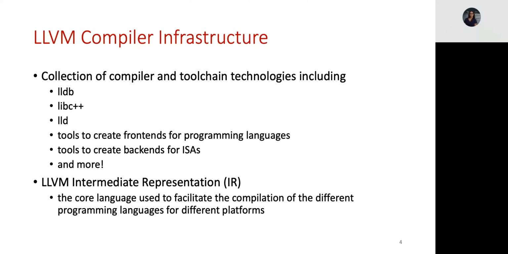And there are many more components of the LLVM project, and we can spend all day talking about that, but that's not the point of this presentation. And one of the most important components of the LLVM ecosystem is the LLVM IR. And it's the core language used to facilitate the compilation of different source languages to different target platforms. This is something that we're going to discuss in further detail later.